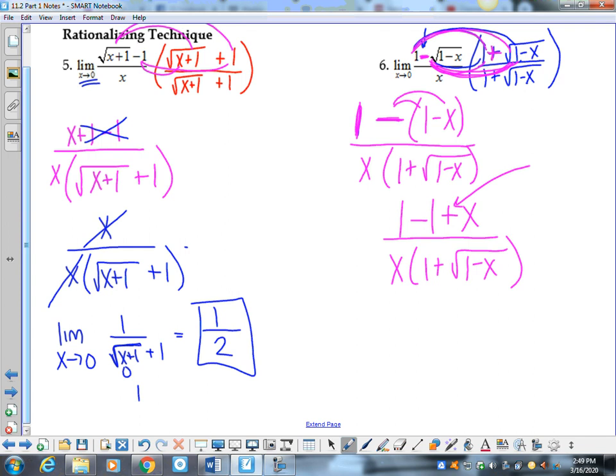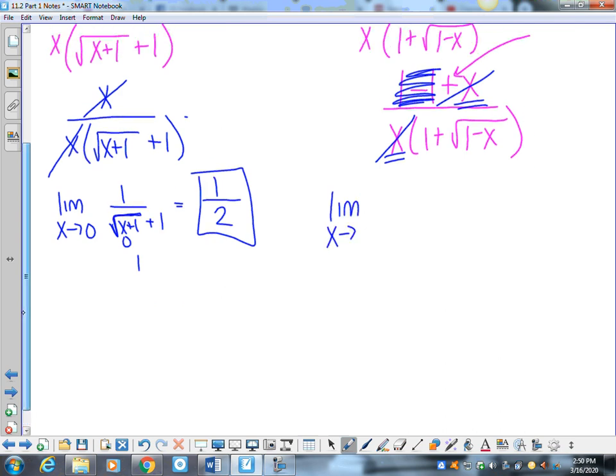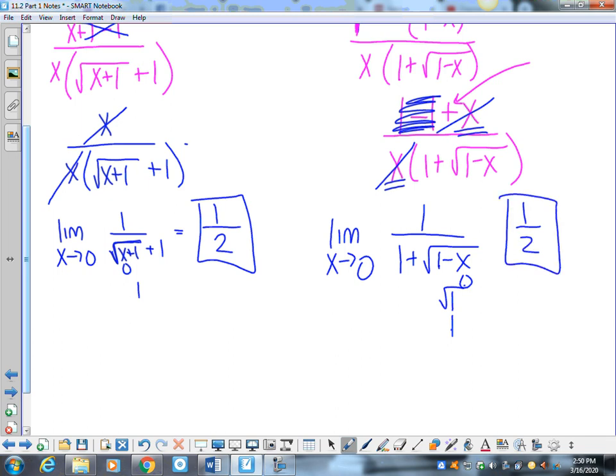All right, 1 minus 1, those are going to cancel on the top. And then this single x and this single x, they can cancel. Okay, but remember, we haven't taken a limit yet. The whole point is to take a limit. So I have the limit as x approaches, I think we were headed to 0. Yep. Of my new function, 1 over 1 plus the square root of 1 minus x. And now I can plug in a 0. Well, 1 minus 0 is 1, and the square root of 1 is 1, and 1 plus 1 is 2, so 1/2.